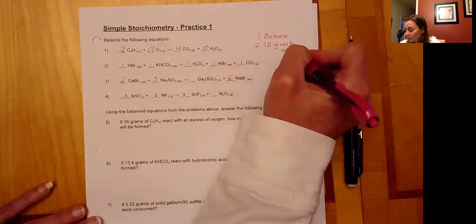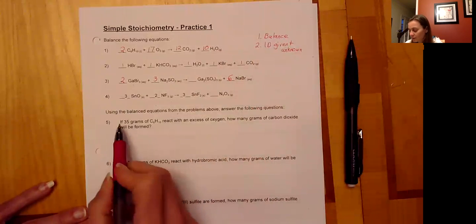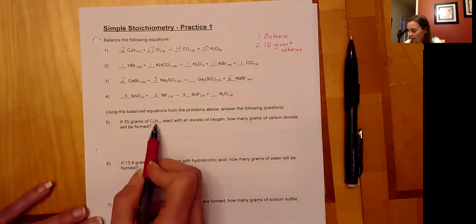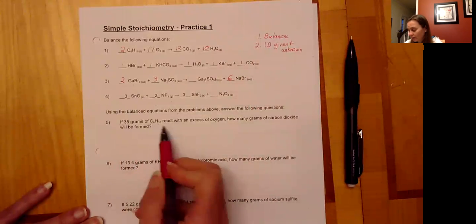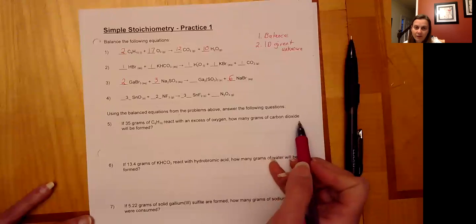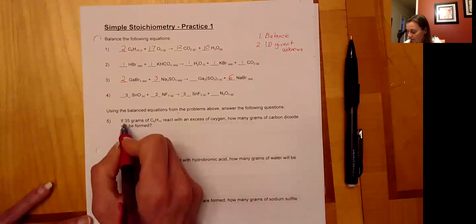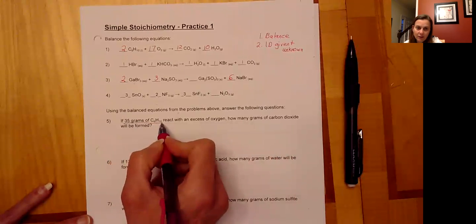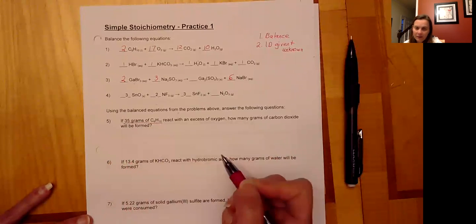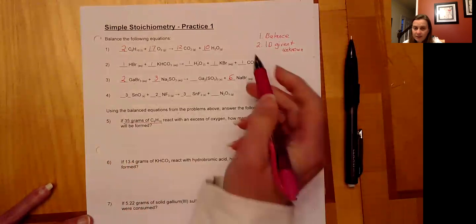So for step 2, I need to identify the given and the unknown in my first problem. As I read through, it tells me if I have 35 grams of C6H10 that react with an excess of oxygen, and it asks me how many grams of carbon dioxide will be formed. So what am I given? Well, I'm given 35 grams of C6H10. And what am I being asked to find? Grams of carbon dioxide. So we've done step 2.